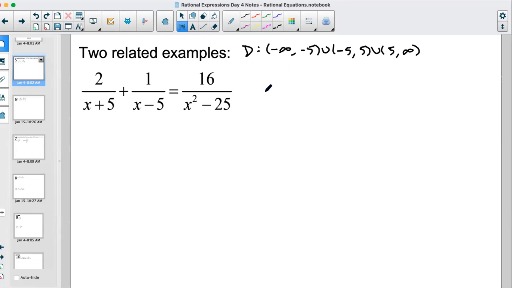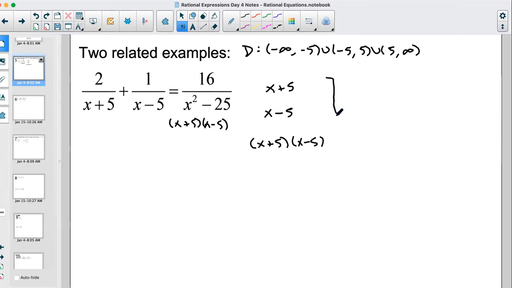I need to make an LCM. When I have binomials or trinomials in the bottom, I list them out and I try and factor them if possible. This is the first one. This is the second denominator. And this hopefully you recognize as being x plus 5 and x minus 5. So this is x plus 5 and x minus 5.